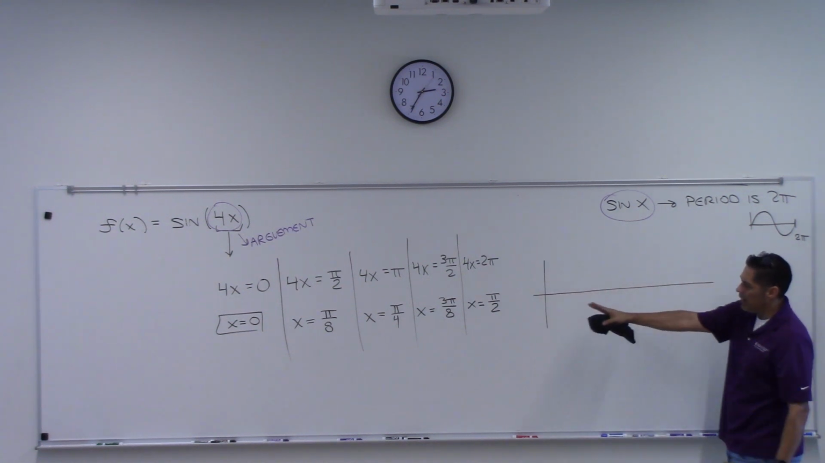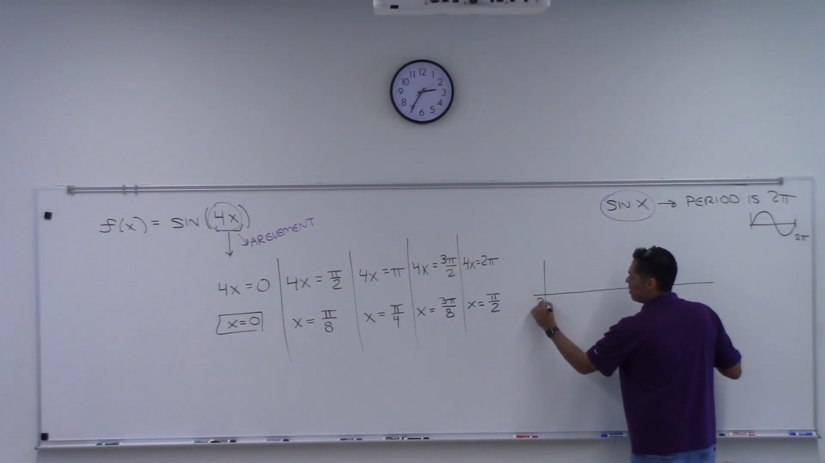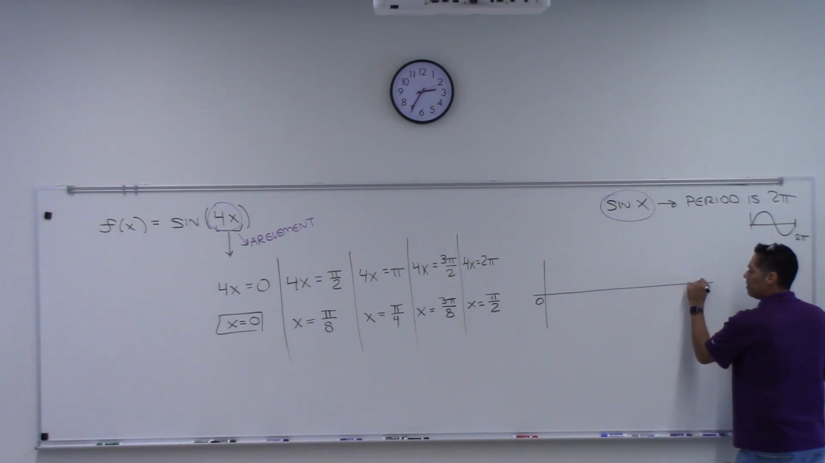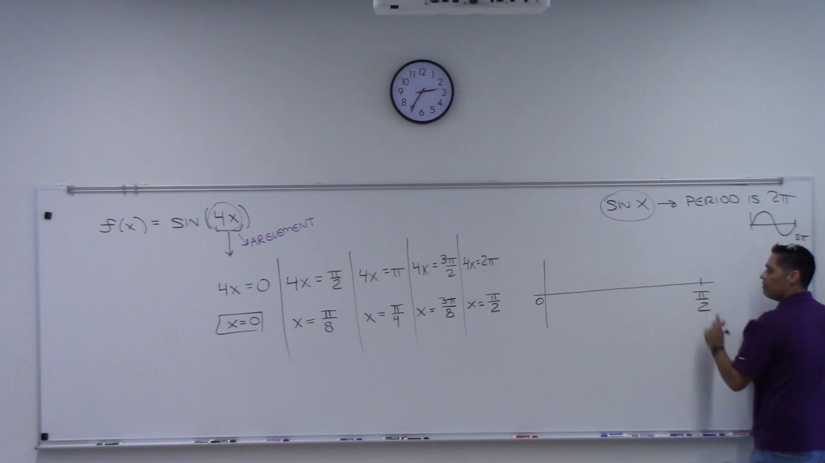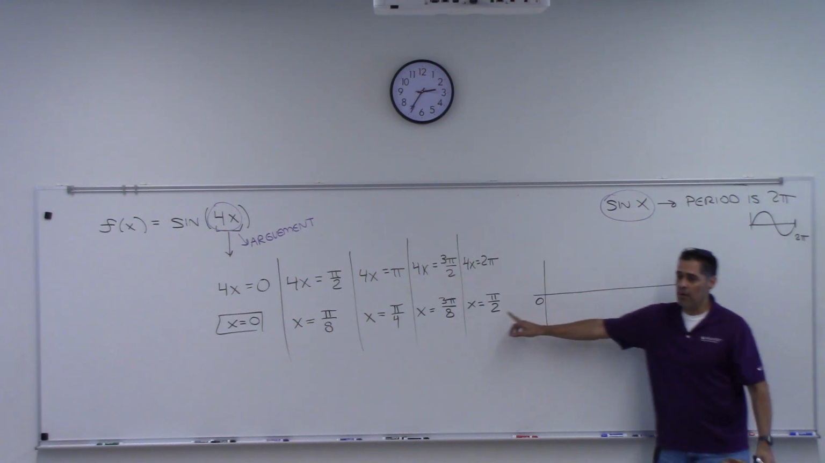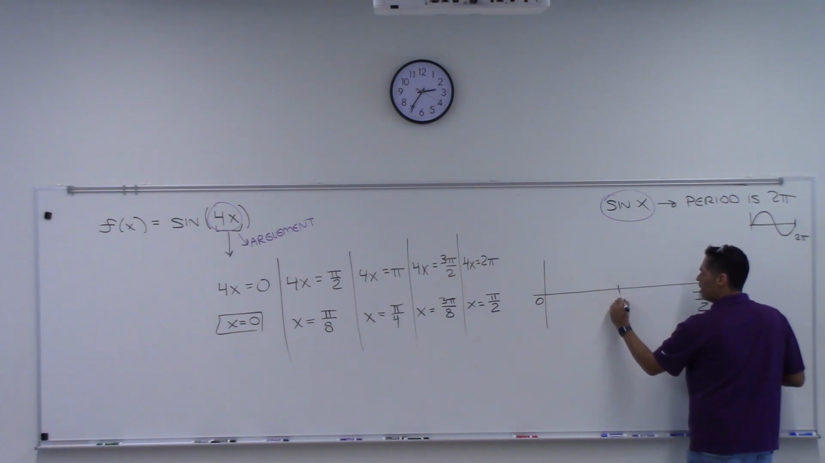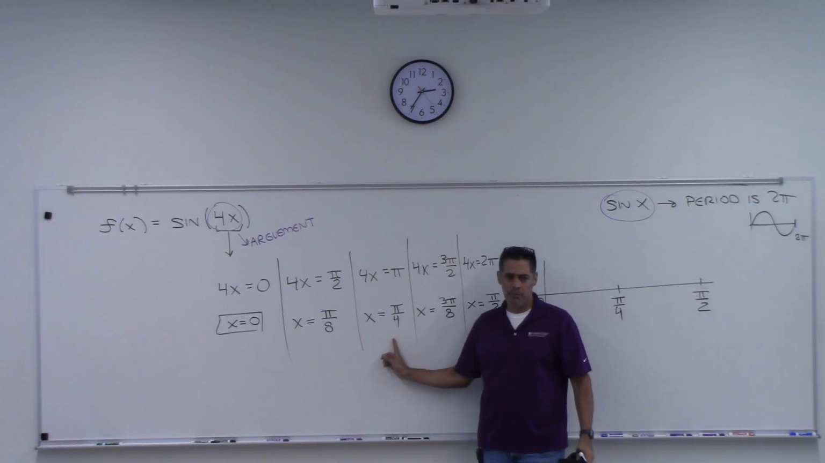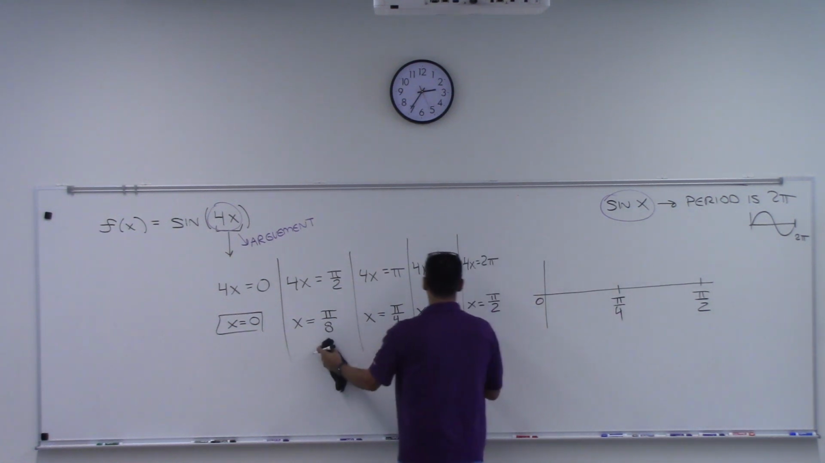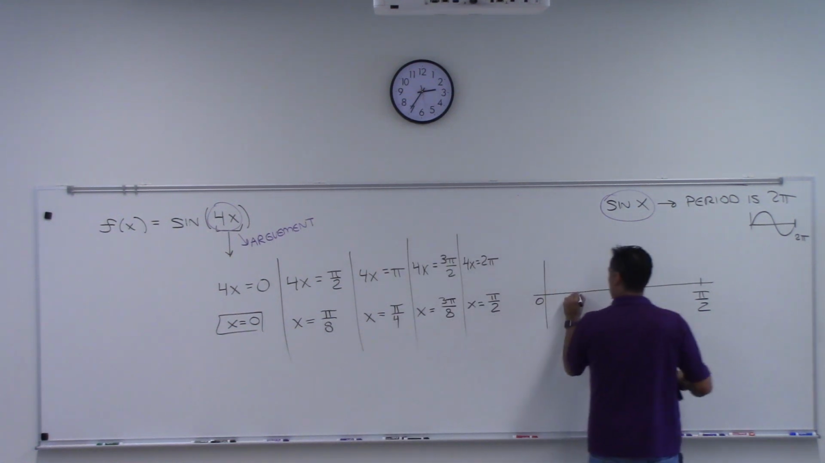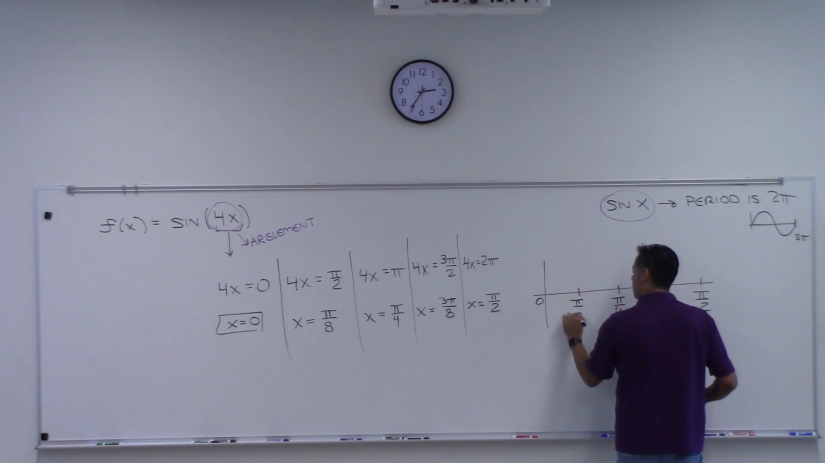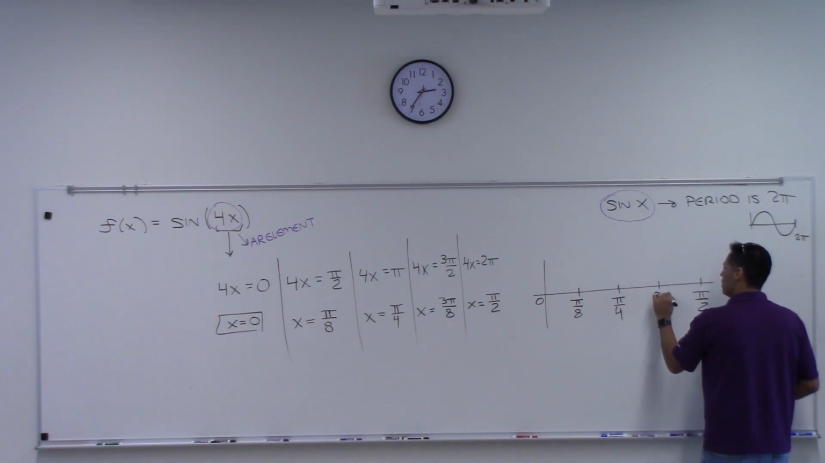So I look at my answers and I say, okay, this is 0, and this is pi over 2, right? That's the last point I have. All those points are in the middle. So this point right here, halfway between, is the pi over 4. That's this one. And then these are the 2 points that go right here: pi over 8, and here 3 pi over 8.